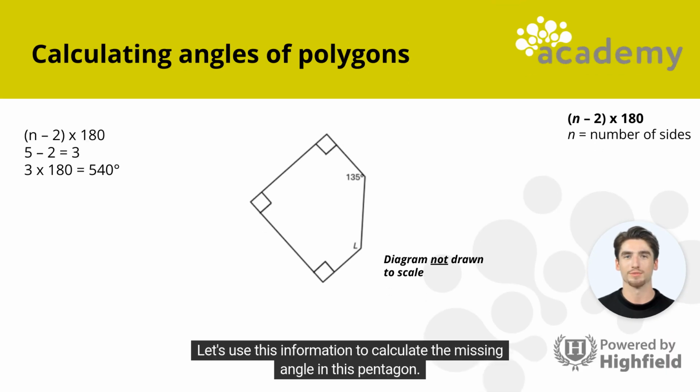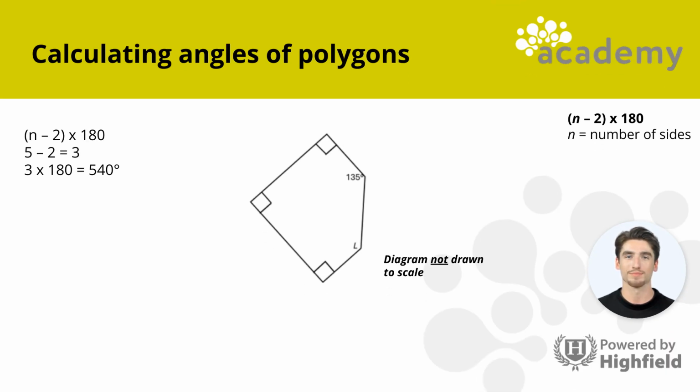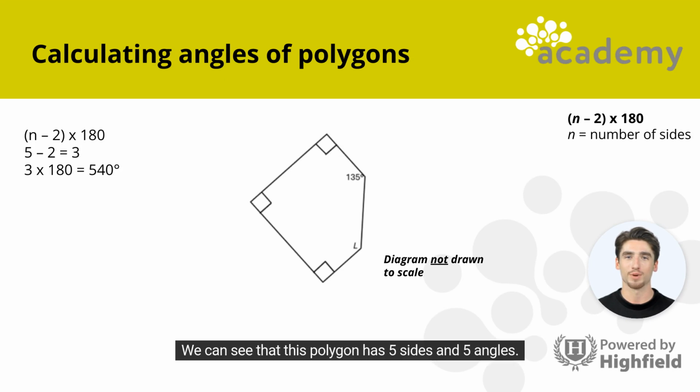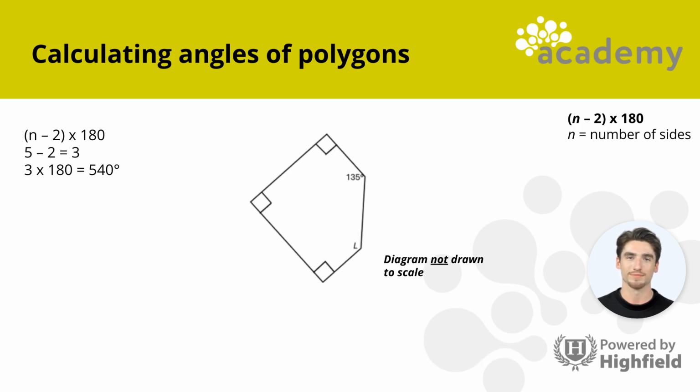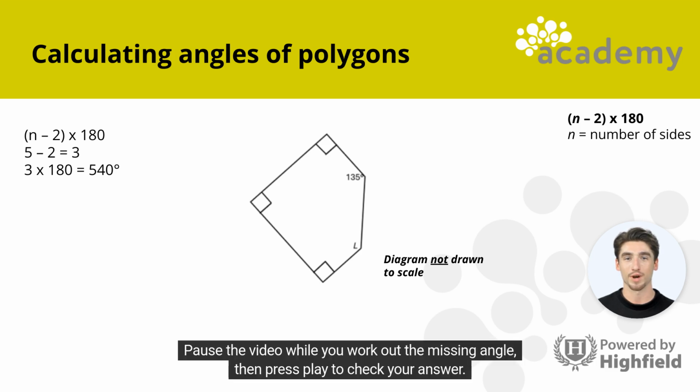Let's use this information to calculate the missing angle in this pentagon. We can see that this polygon has 5 sides and 5 angles. Let's check what the angles need to total. 5 minus 2 equals 3. 3 multiplied by 180 equals 540 degrees. Pause the video while you work out the missing angle, then press play to check your answer.